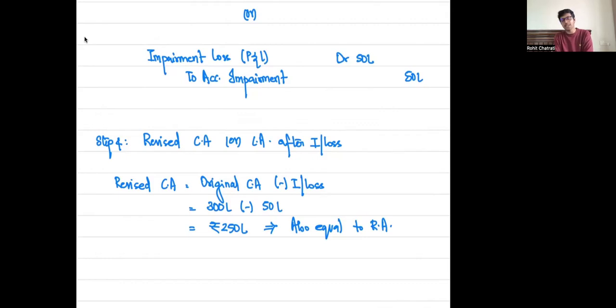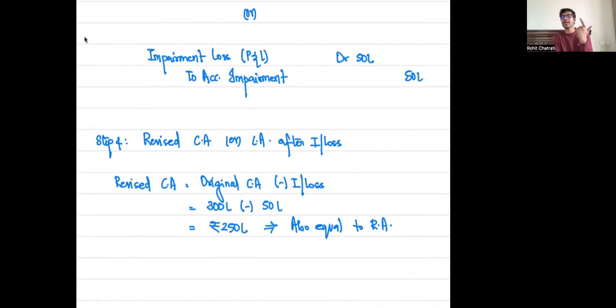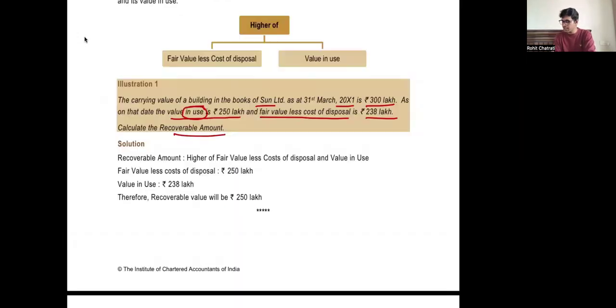All right. So these are the 4 steps. We first calculated the recoverable amount. We then calculated the impairment loss. We saw the journal entry for the impairment loss, and then we calculated the revised carrying amount after recognizing impairment loss. The revised carrying amount will be the original carrying amount less the impairment loss that we recognized. Let's quickly see the institute solution.